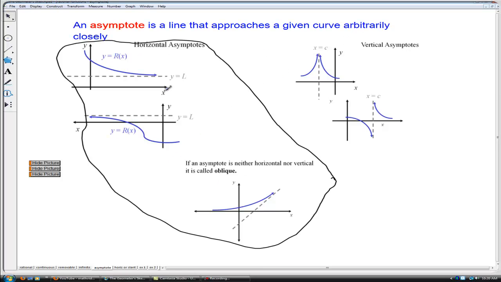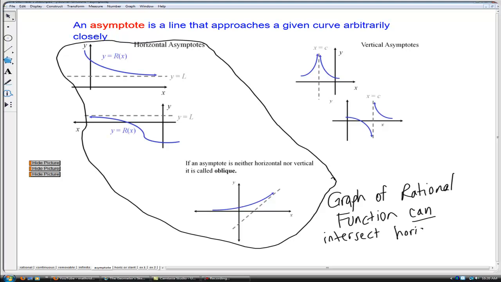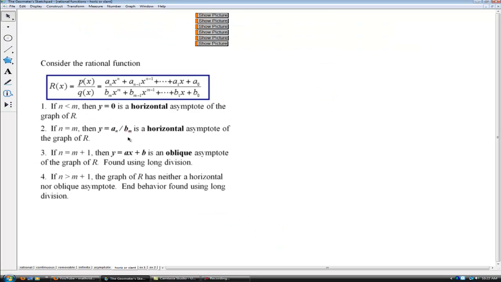One difference between horizontal and slant asymptotes when compared with vertical asymptotes is that the graph of a rational function can intersect a horizontal or slant asymptote, but the graph of a rational function will never intersect a vertical asymptote. The technique for finding the location of intersections, if they do exist, between the graph of a rational function and a horizontal or slant asymptote is just some simple algebra. You would set the rational function equal to the equation of either the horizontal asymptote or the slant asymptote and then solve for x. Now for finding horizontal or slant asymptotes, it's a little bit more complicated than finding verticals.